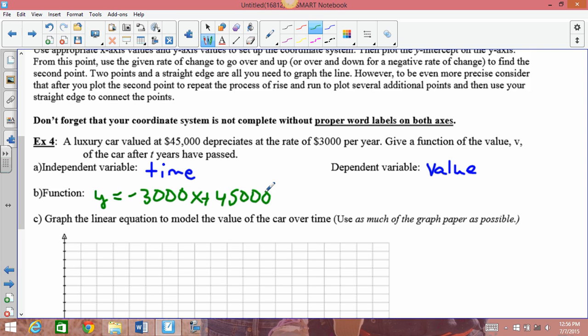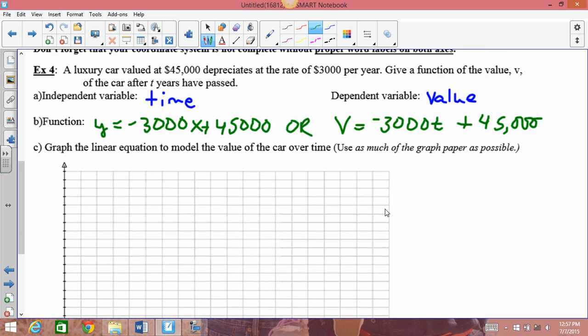I had to put a negative in front of that 3,000 because it was depreciating. Or if you like it better, you can say the value of the car is equal to negative 3,000 t, the age of the car, plus 45,000. It doesn't matter which letters you use, X and Y, V or T.